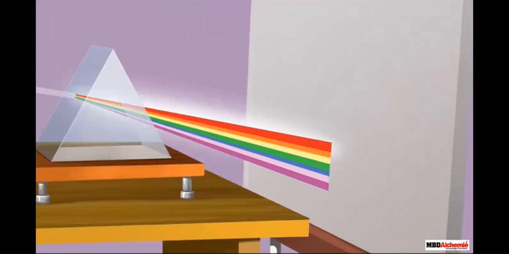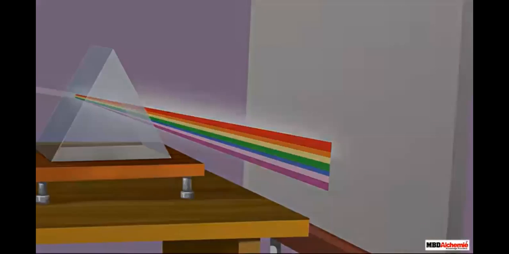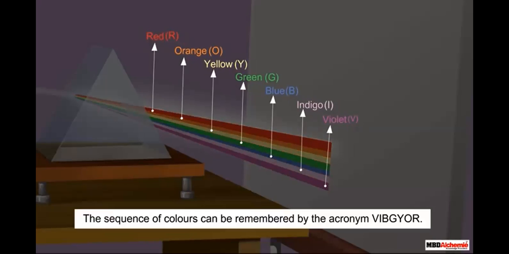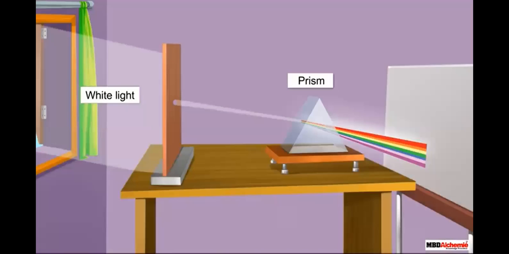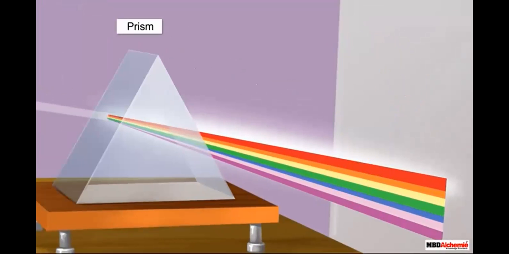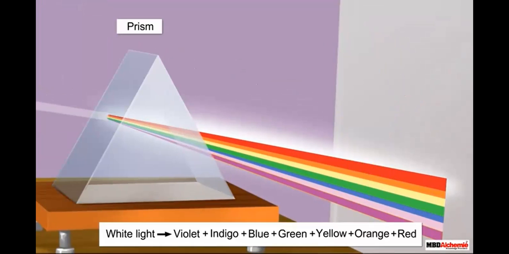If you look at the colors of the band from the bottom, they are in the order violet, indigo, blue, green, yellow, orange and red. This sequence of colors can be remembered by the acronym VIBGYOR. The light coming from the sun was white light. Are you wondering from where this beautiful band of colors appeared? Actually, the white light consists of 7 colors, namely violet, indigo, blue, green, yellow, orange and red, which we saw as the band of colors.